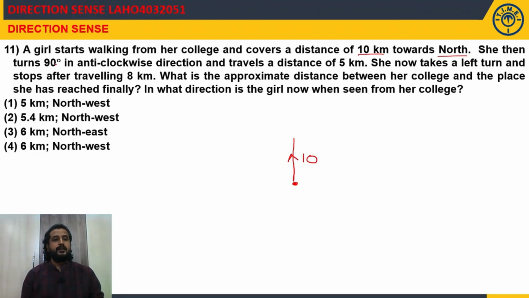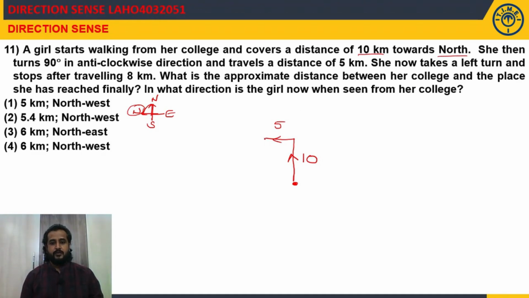She then turns 90 degrees anti-clockwise. Let us understand the point. East, west, north, south. Moving north, 90 degrees anti-clockwise is nothing but west. So now she is traveling towards west, and the distance is 5 kilometers. She now takes a left turn and stops after traveling 8 kilometers.